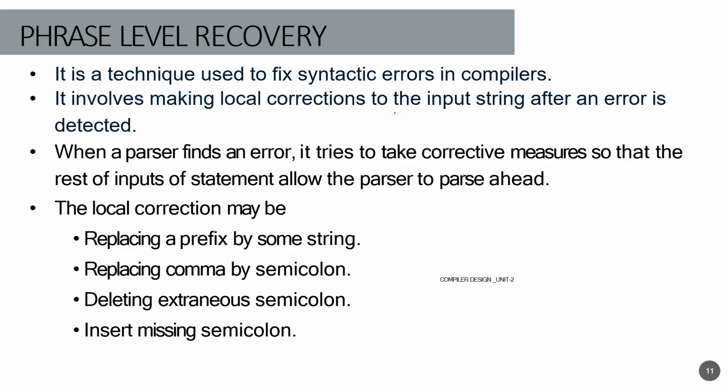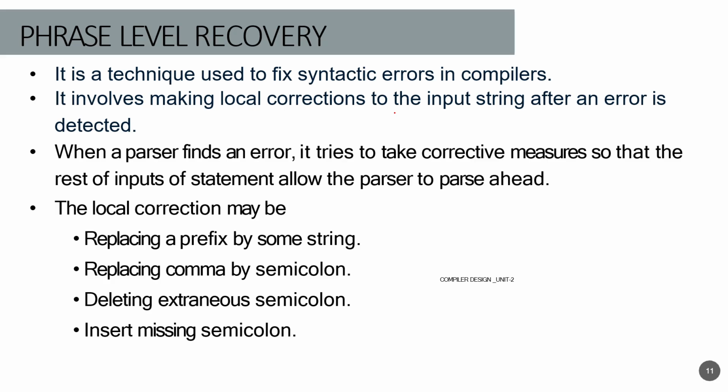The local correction may be replacing a prefix by some string, replacing a comma by a semicolon, deleting an extraneous semicolon, or inserting a missing semicolon. This is a local correction. What is local correction? The local correction may be replacing a prefix by some string.